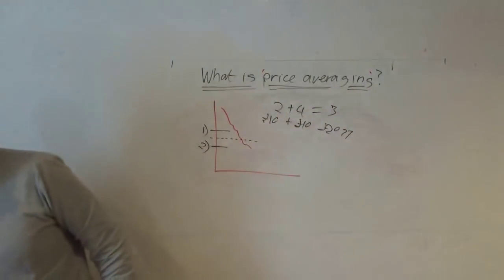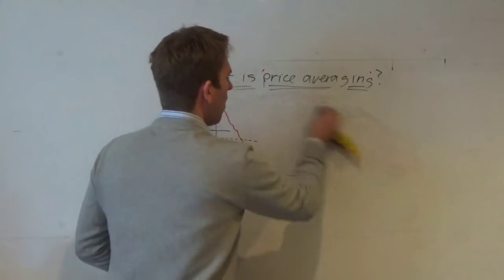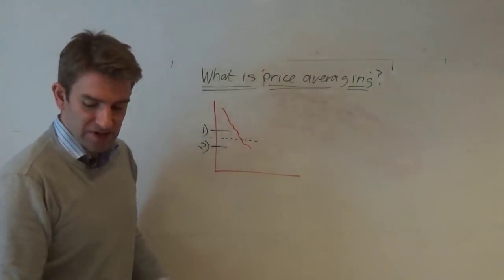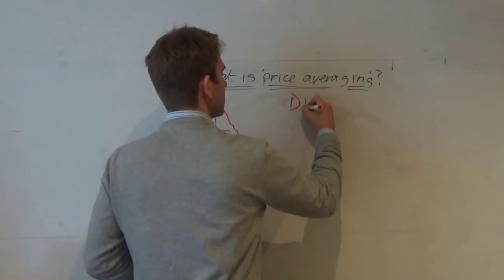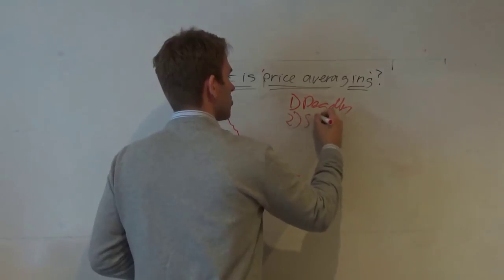We kind of get that concept. I think most of us get that. But why do we do it? And what's the point in doing it? Now, there's two ways of doing price averaging. One is the dangerous way, and I'm going to put deadly, because it can be deadly. And the other is structured.